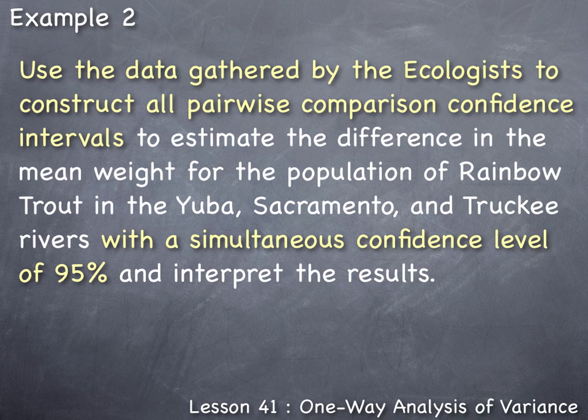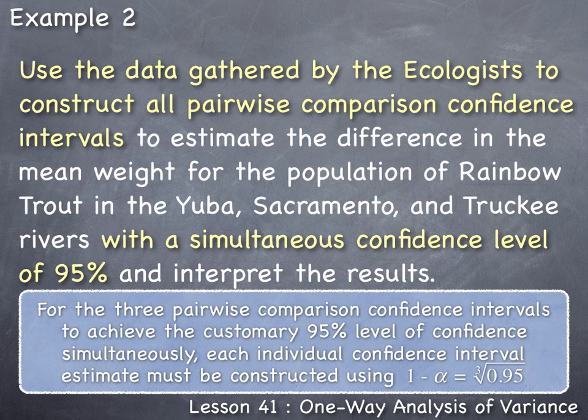So here we're going to use the data gathered to construct all pairwise comparison confidence intervals with a simultaneous confidence level of 95%. For the 3 pairwise comparison confidence intervals to achieve this customary 95% level of confidence simultaneously, each individual confidence interval estimate must be constructed using 1 minus alpha equal to the cube root of 0.95.